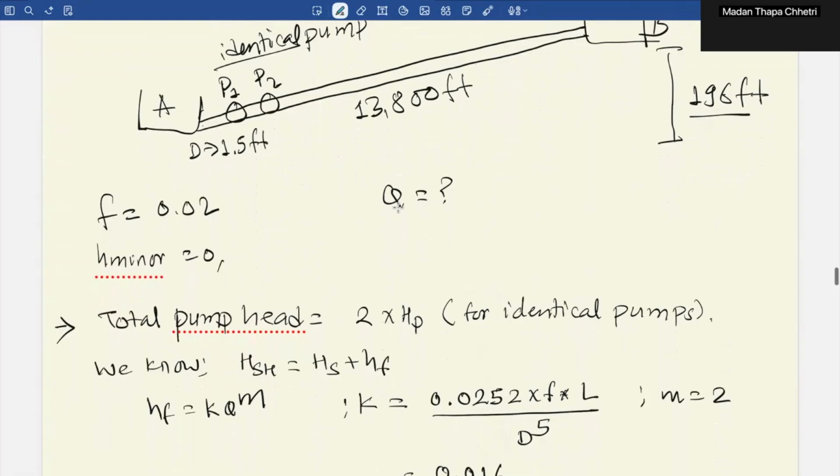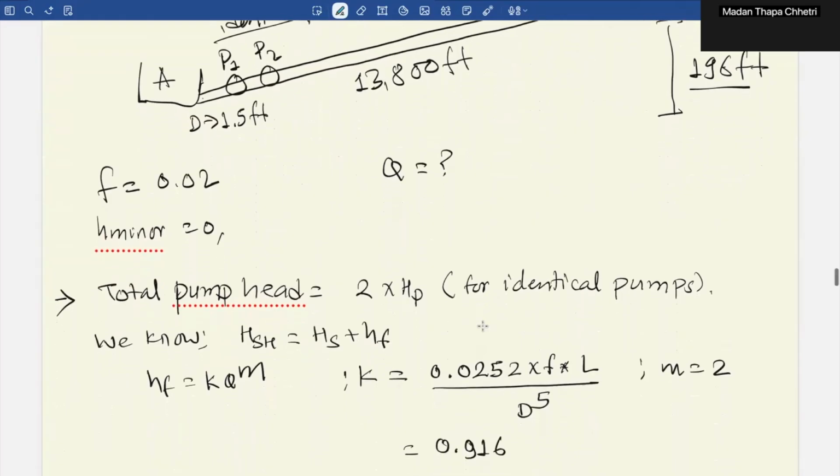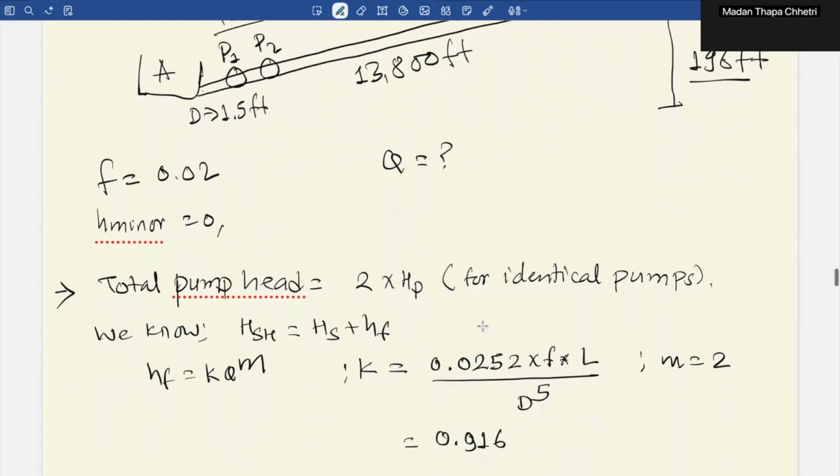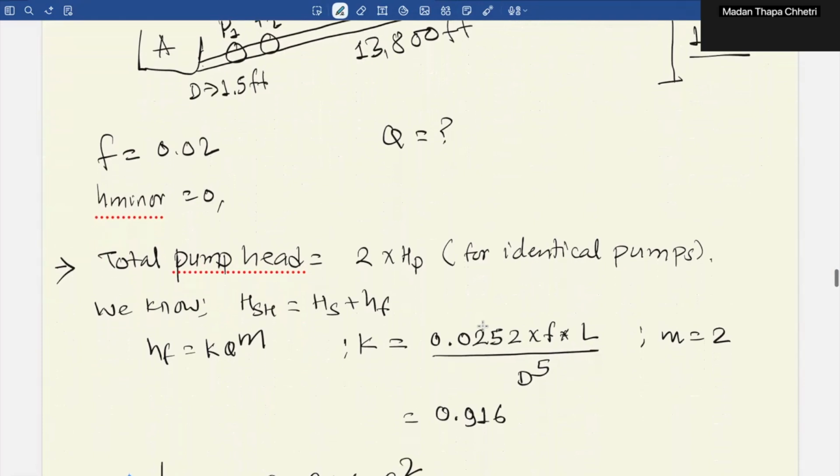So same pump rate through both pumps. Total pump head will be equal to 2 times HP for identical pumps. Each pump handles the same Q but contributes half the total head.